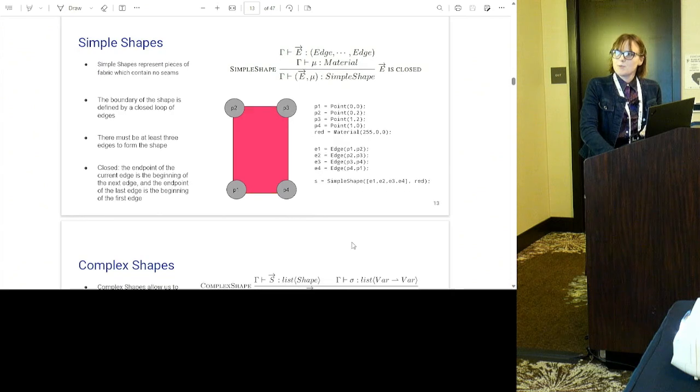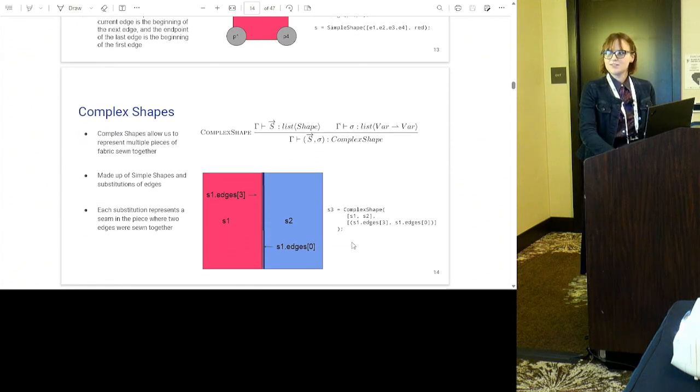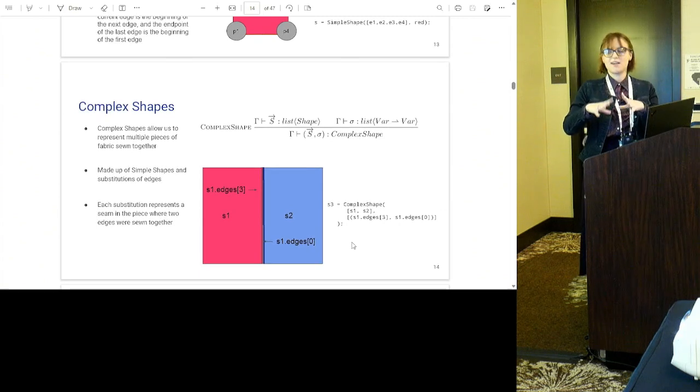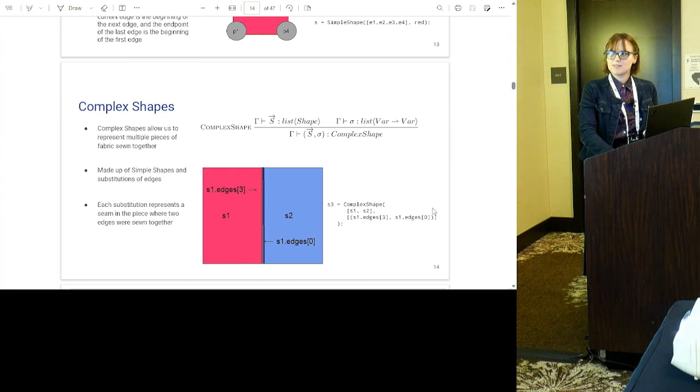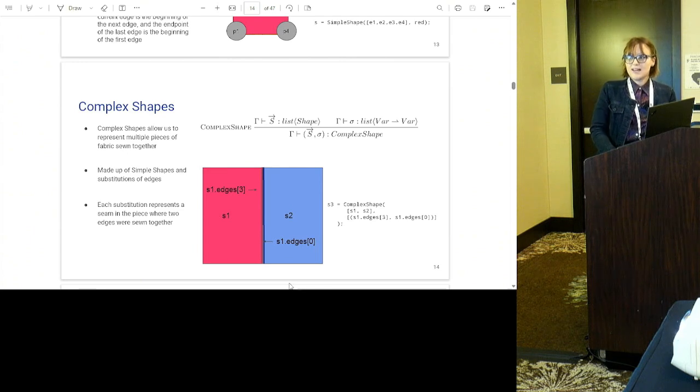What we can do with these simple shapes is that we can form complex shapes, which, as you can assume, are multiple different simple shapes grouped together in some way. The way that we represent this is we have a list of shapes and then a list of the substitutions of edges, which are used to join them together. So we might say that we're sewing the 3rd edge of S1 to the 0th edge of S2, and that gives us our complex shape, which is the join of this pink rectangle to this blue rectangle.